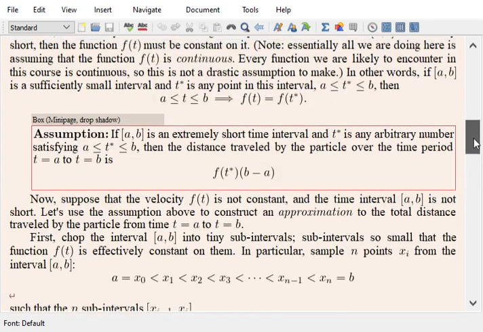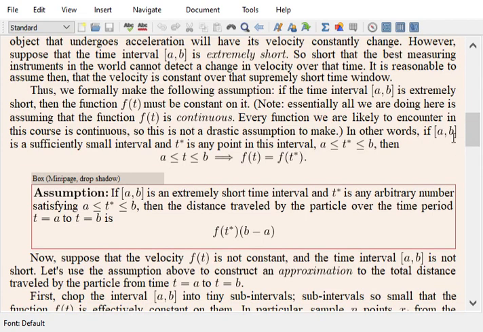And just to put this in other words, if a to b is a sufficiently small interval, and t star is any point inside this interval, then if t is any time inside this interval, the value of the function at t must be the same as the value of the function at t star, right? Because f is constant. If f is constant over this interval, then it's not going to change. You have two arbitrary points inside the interval, they have to agree because it's constant.